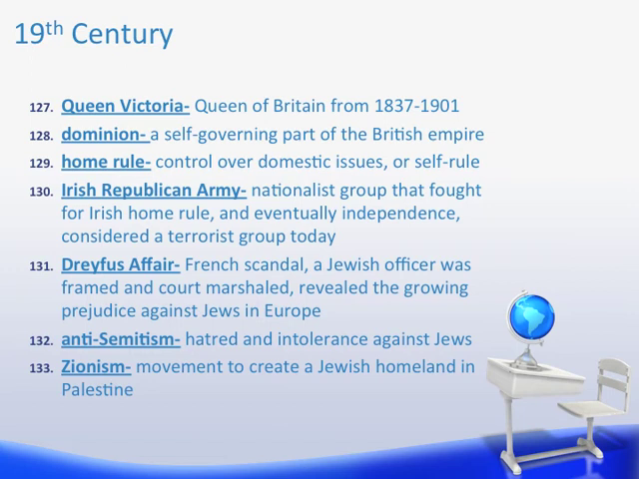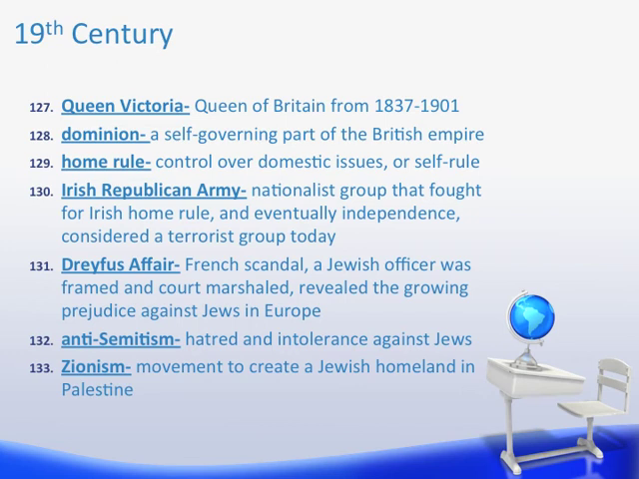Irish Republican Army. This is a nationalist group that fought for Irish home rule and eventually independence. They are considered a terrorist group today, and that is because since the 1970s, they've assassinated a bunch of British officials, and they used to blow things up on the metro system in London, so the British don't like them very much. The Dreyfus Affair.